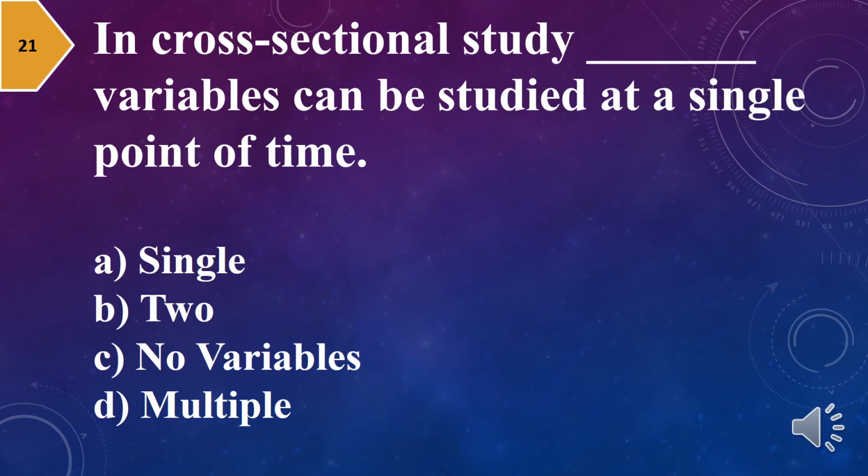In cross-sectional study, dash variables can be studied at a single point of time. So we have this cross-sectional study and longitudinal study, two different types. So in longitudinal study, as I told you, single variable is considered throughout the research, whereas in cross-sectional study, multiple variables can be taken at a time. So you can change variables, you can add on variables, and the research is carried out. So the correct answer is multiple variables can be studied at a single point of time in cross-sectional study.